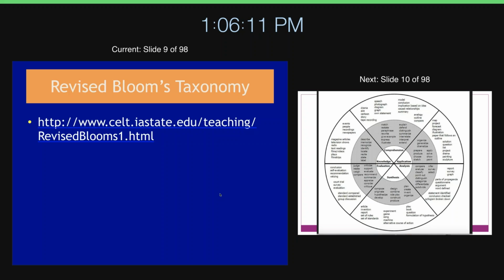I also want to say that this model is based on Bloom's taxonomy, and this is one of my favorite sites to go to for the revised Bloom's taxonomy. Now, again, I want to emphasize, I usually have more slides in here than I will use, so please accept my apologies for skipping over as I look at time.